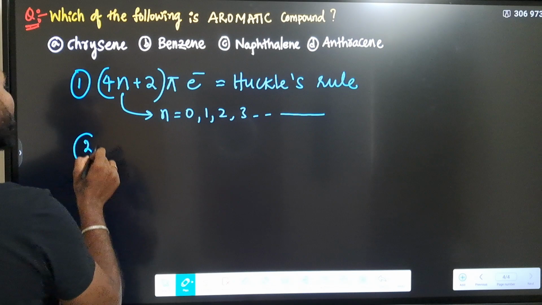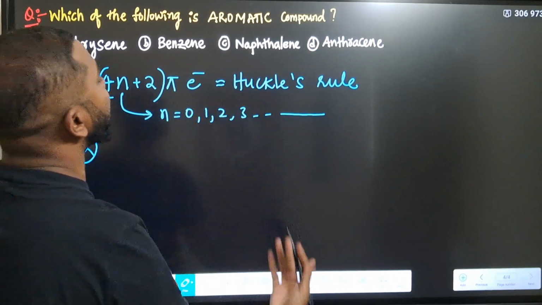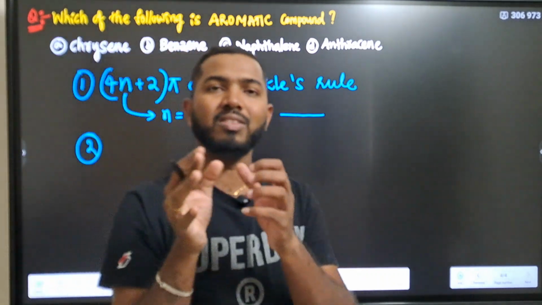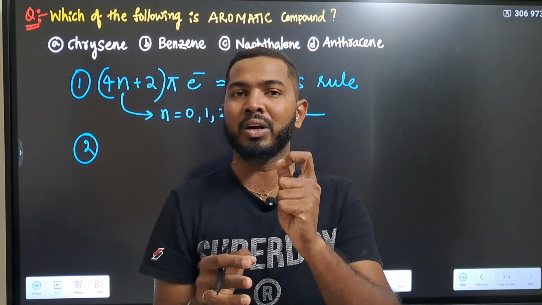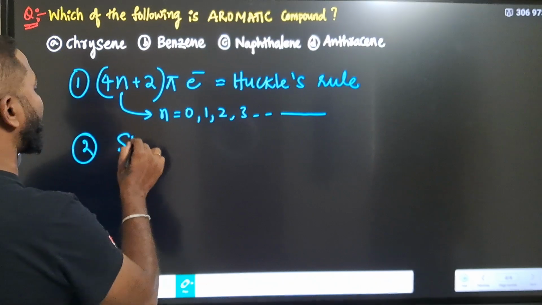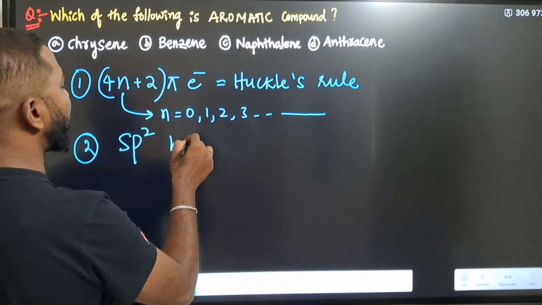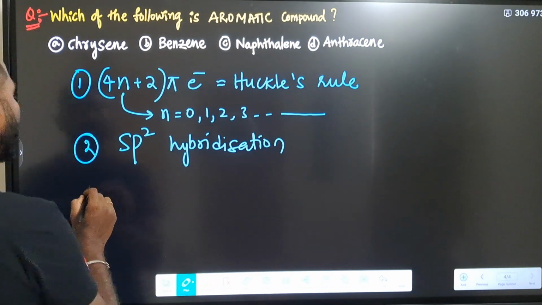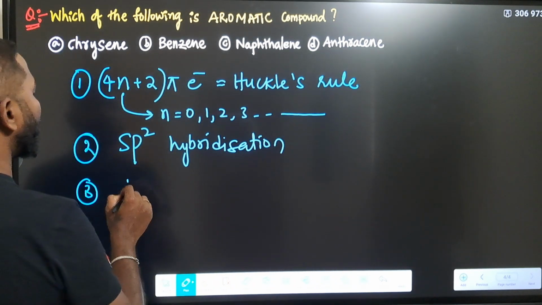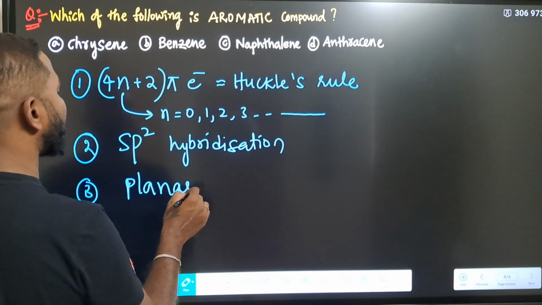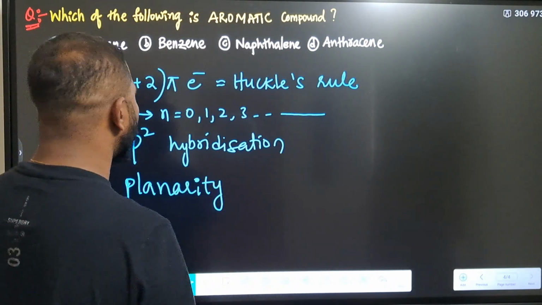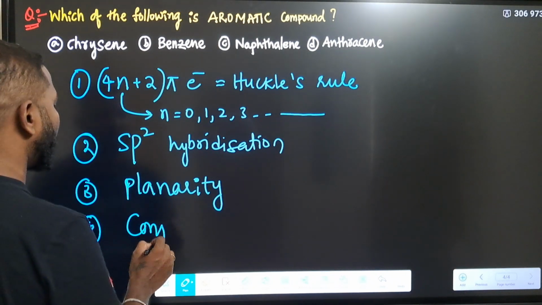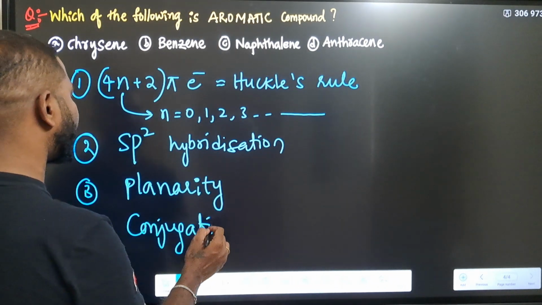The second rule we need to follow to define aromatic nature is that all the central atoms in the compound need to undergo sp2 hybridization. The third rule is that the molecule needs to be planar, so it must follow planarity. And the fourth is that the molecule needs to have conjugation.